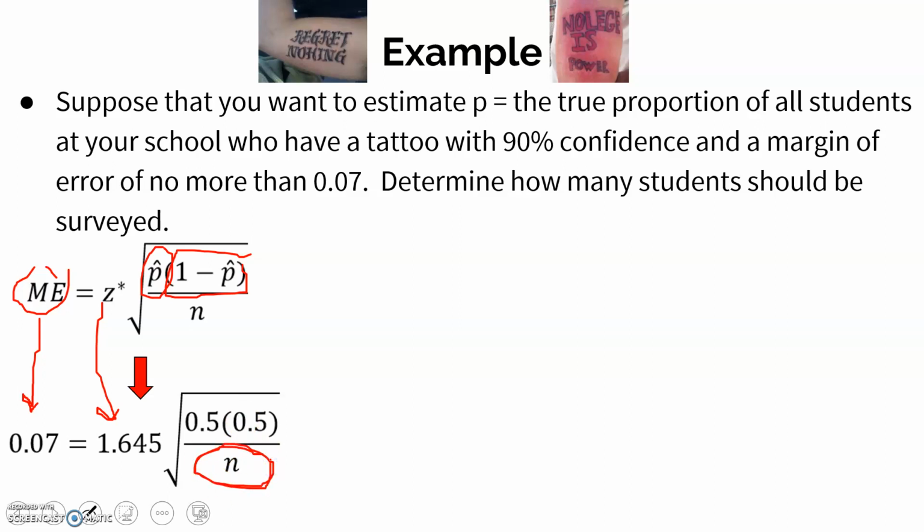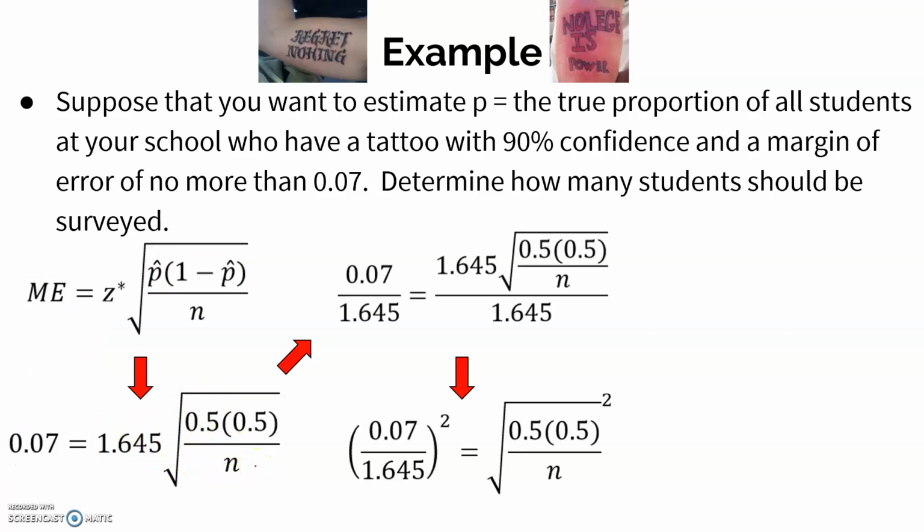So we're going to use a lot of properties that you've used in your algebra class. This might be the most algebra you've done all year. So in order to first get n alone, what I notice here is these two constant values. We want to get rid of this 1.645 attached to this radical here. So we are going to divide both sides by 1.645.